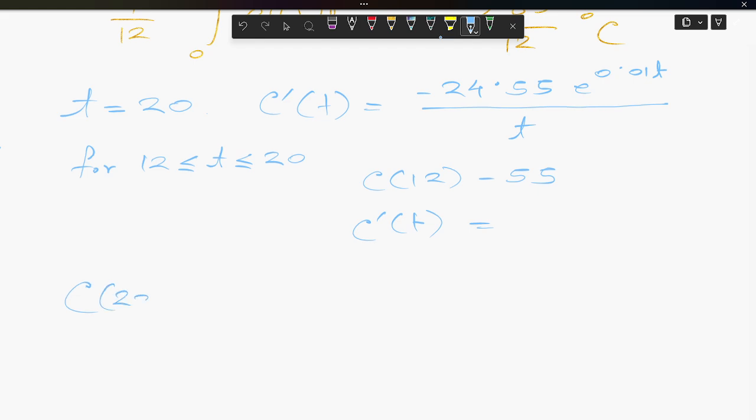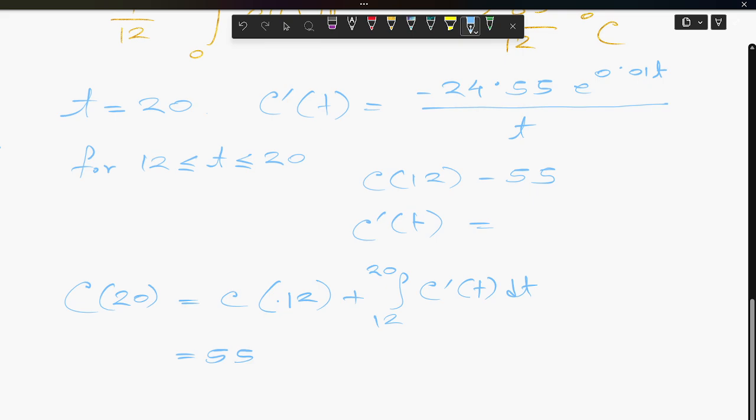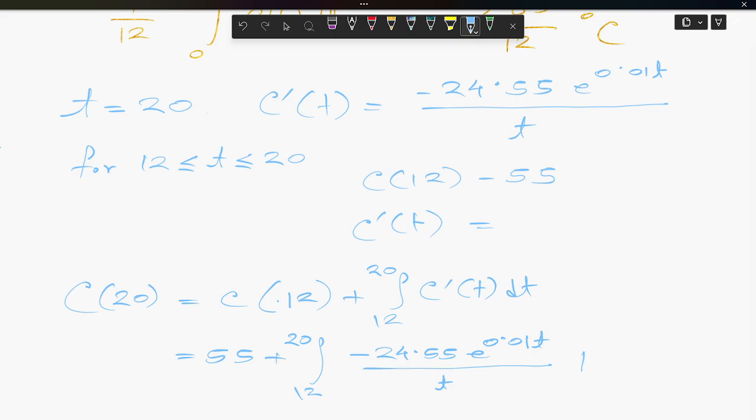So C(20) equals C(12) plus the integral from 12 to 20 of C'(t) dt. C(12) is equal to 55, we know that. So that will be the integral from 12 to 20 of minus 24.55 e to the power 0.01t upon t. Very good.